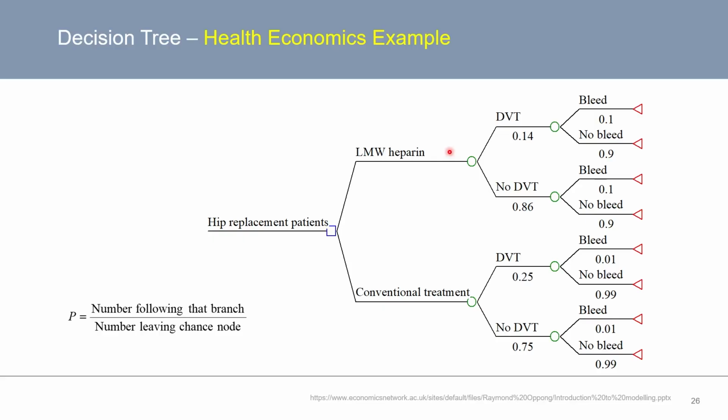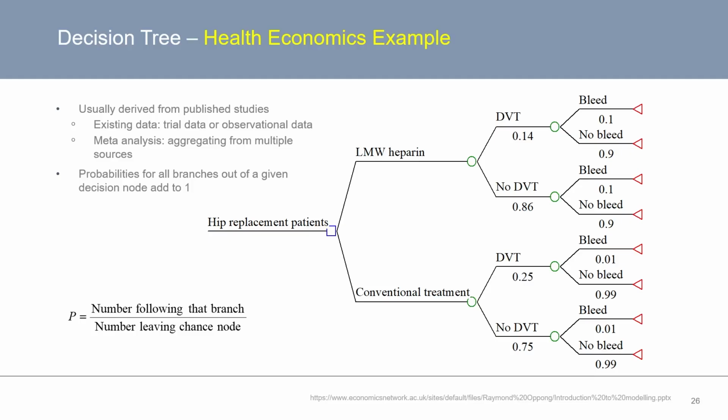For example, within the heparin branch, 86% of patients had no deep vein thrombosis, and of those, 90% had no bleeding. This kind of expert knowledge is usually derived from published studies, including existing data, such as clinical trial data or observational data, or it could come from meta-analysis, which is aggregated data from multiple sources. Note that the probability for all branches out of a given decision node add up to 1.